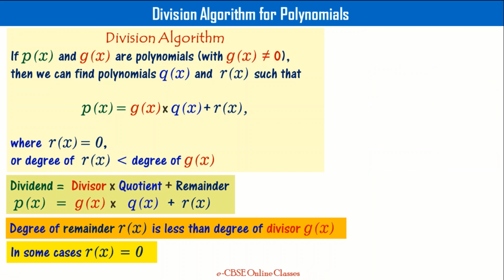Let's now state the division algorithm. It states that if p of x and g of x are two polynomials, then we can find polynomials q of x and r of x such that p of x can be written as g of x times q of x plus r of x, where r of x is equal to 0 either, or the degree of r of x is less than the degree of g of x. Please take a note of this. This is what is called the division algorithm.